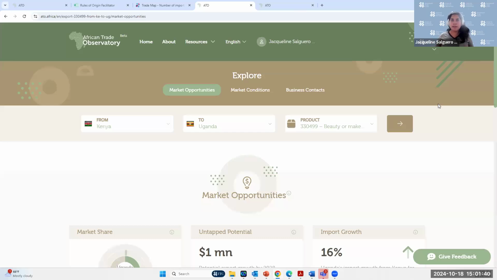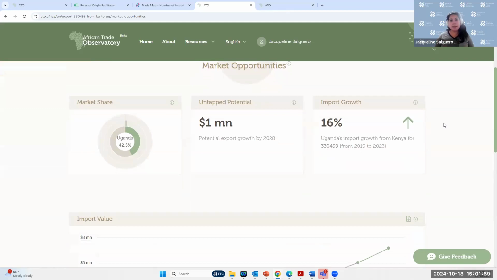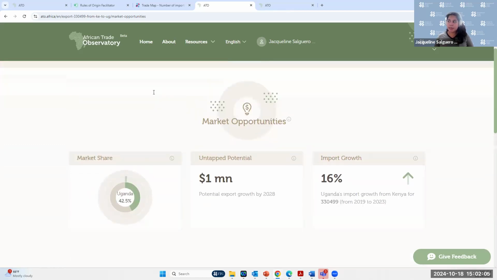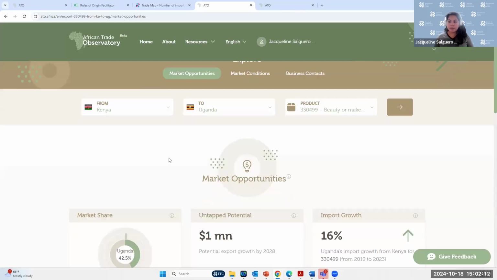So to assess, is it really an interesting market for me? Can I really get into this market? Can I really benefit from this preference of 0%? And here I will have 3 tabs. I have the market opportunities, the market conditions, and the business contact. Market opportunities will tell me more information about trade statistics, export, import, shares, volumes, growth, trends. Here I have pre-selected, let's say, the Ugandan market.